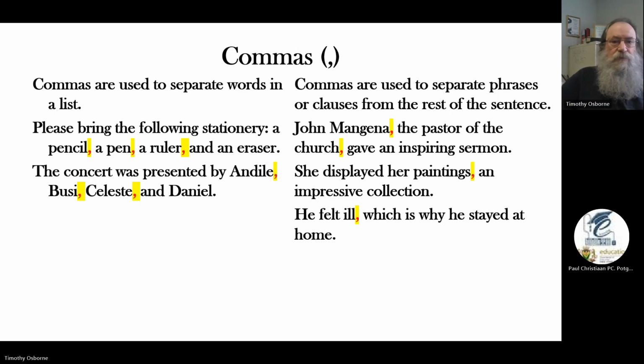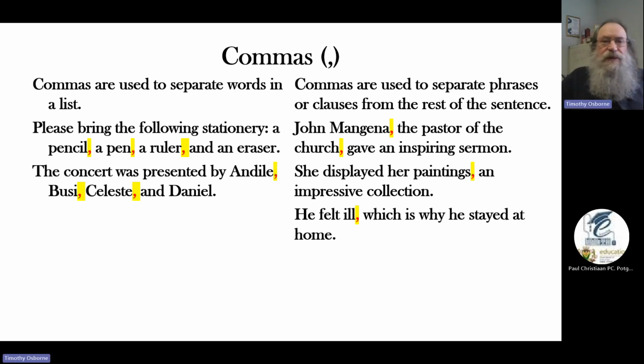Then, here's another example, pretty straightforward, that you can read for yourself. And presented by Andile, Busi, Celeste, and Daniel. And don't you like my sense of humor, because they are in alphabetical order.